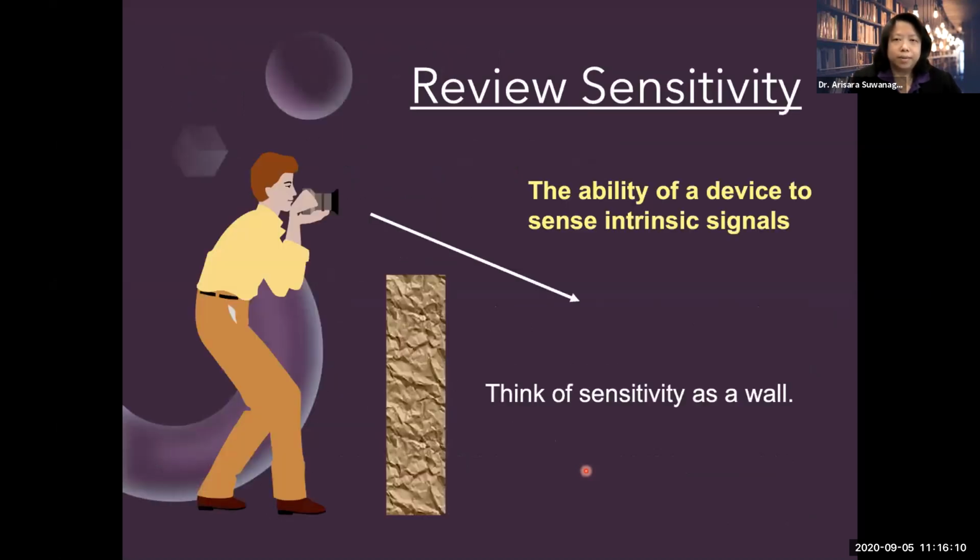So let's do a little bit of review. When we're talking about sensitivity, it's the ability of the device to sense the intrinsic signals. Compare it to being on the other side of a wall: you want to make sure that you will see everything you want to. So sensitivity is like a wall. If you raise the wall up too high, you can see less. And if you lower the wall, you can see more.